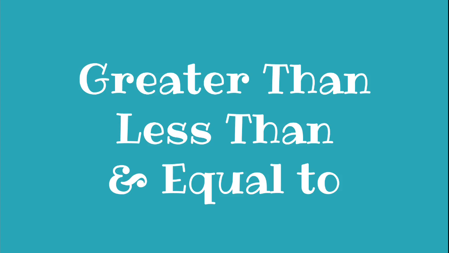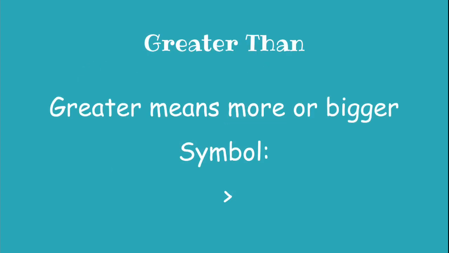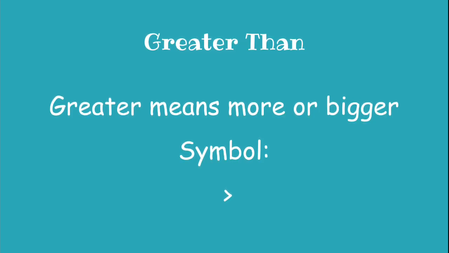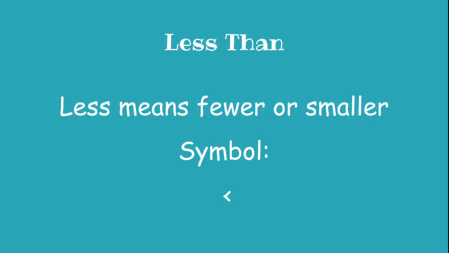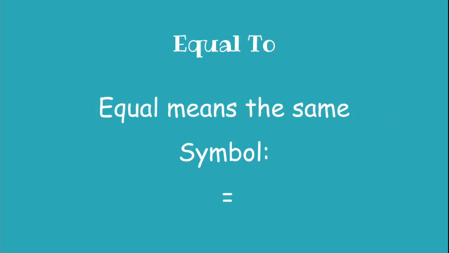In this video, we're going to learn about greater than, less than, and equal to. When we talk about greater than, greater just means more or bigger, and its symbol looks like part of an arrow pointing to the right. When we're talking about less than, less just means fewer or smaller, and its symbol looks like part of an arrow pointing to the left. When we talk about equal to, equal just means the same. It can also be balanced, and its symbol is two lines, which you're probably familiar with.